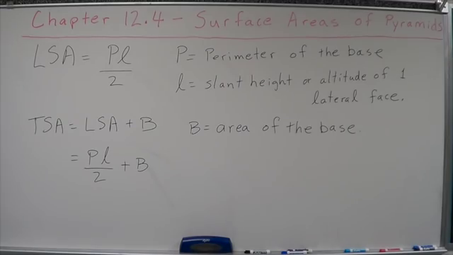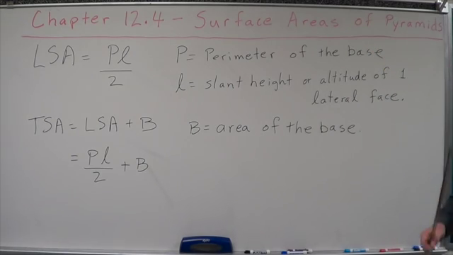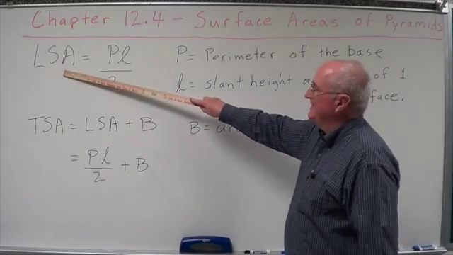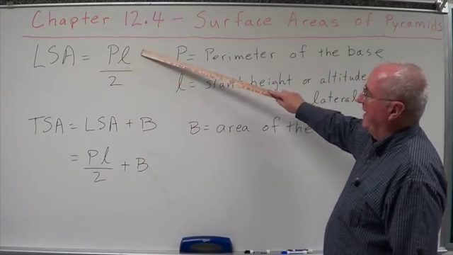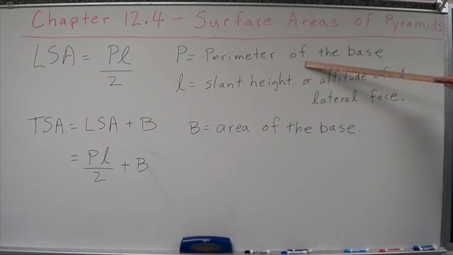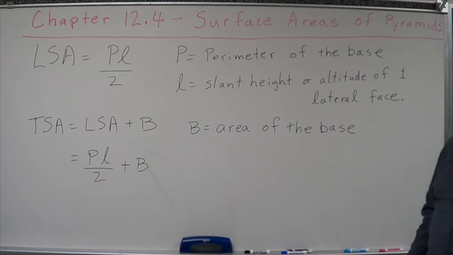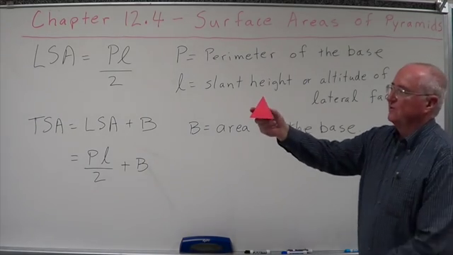Some more verbiage we need to talk about on this pyramid stuff is the LSA and the TSA. LSA means lateral surface area, just like it did on prisms and on cylinders. So LSA equals PL divided by 2. What's PL divided by 2? Well, P is, same as we're used to, the perimeter of the base. Add up the perimeter of the base. The L is the slant height, or altitude of one lateral face. Those two are the same thing.